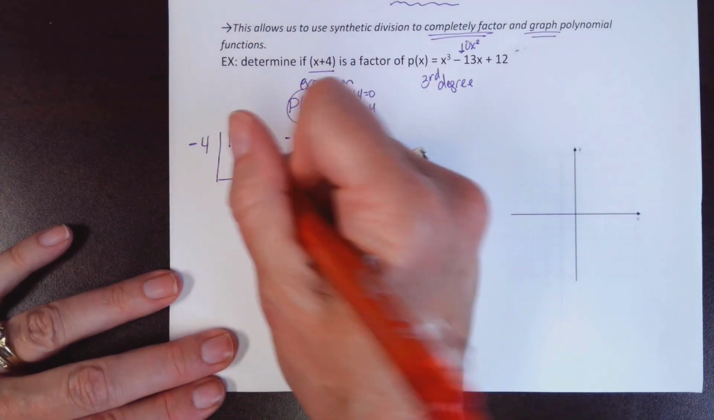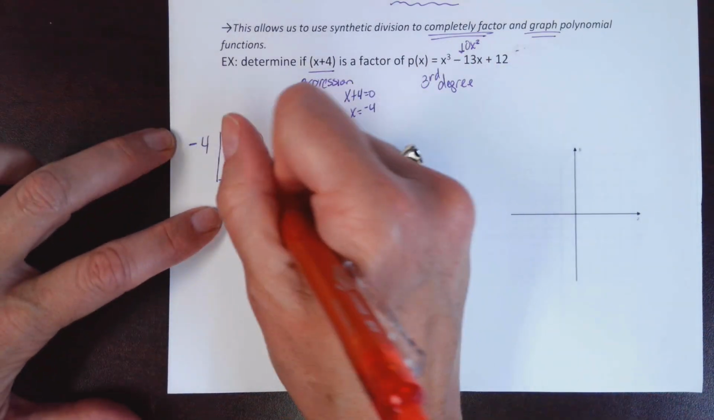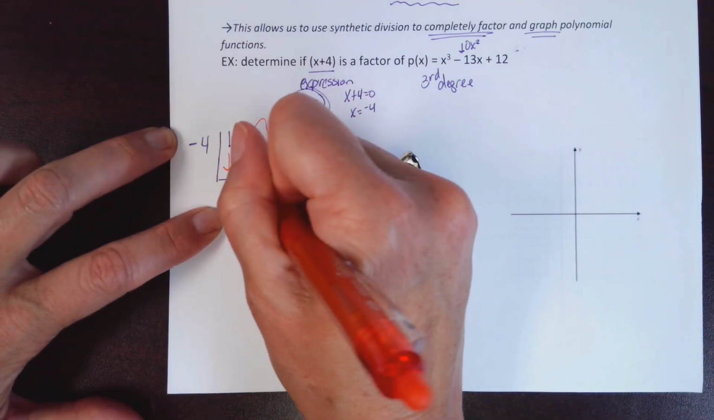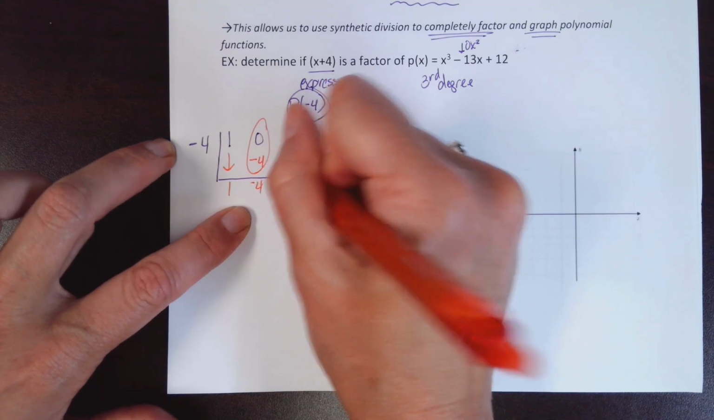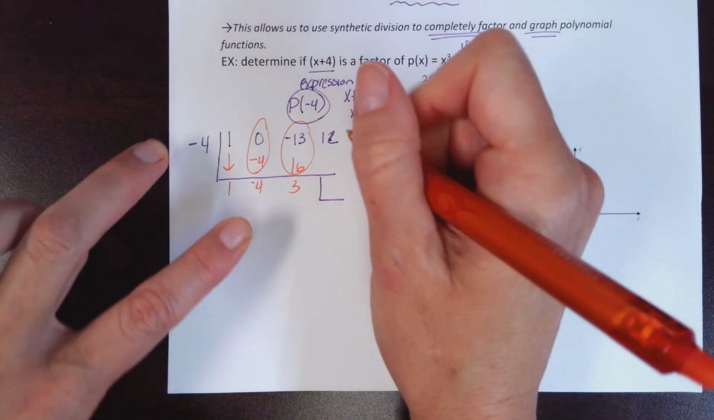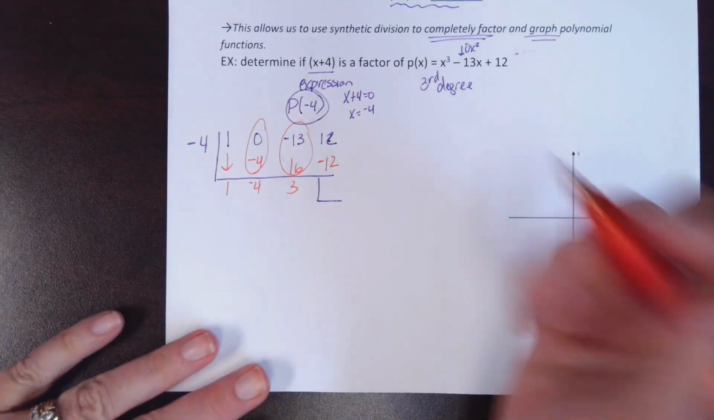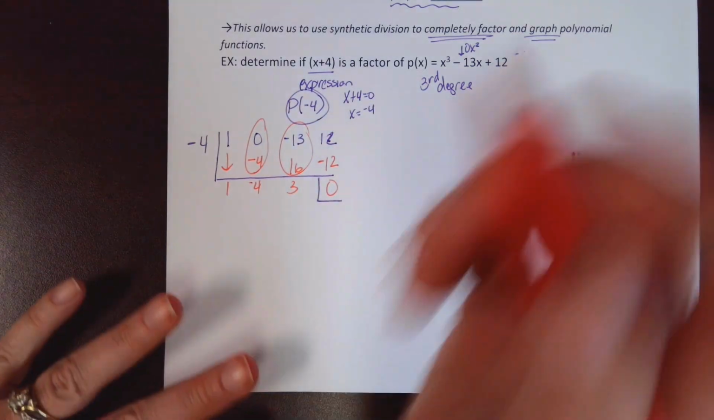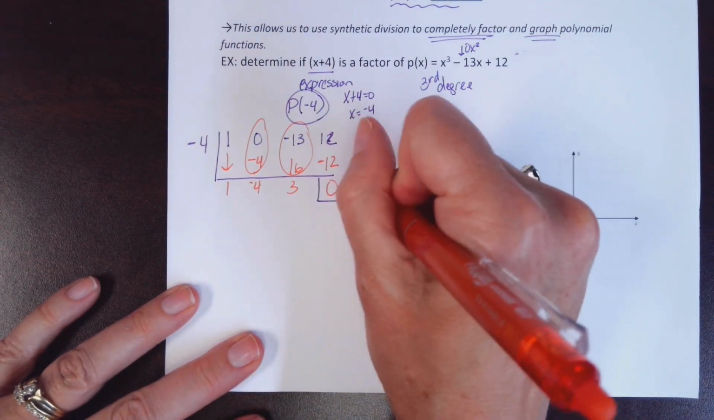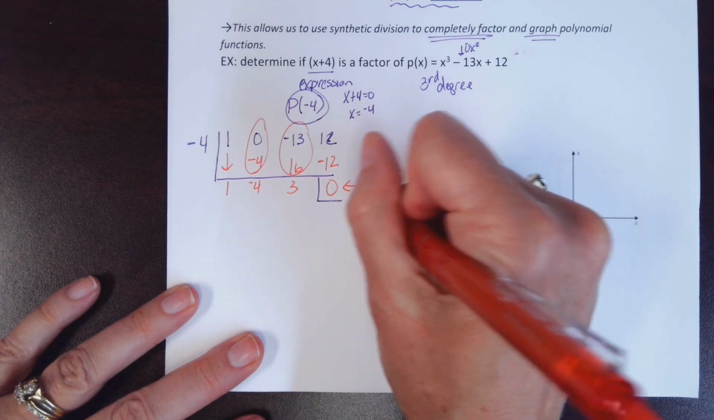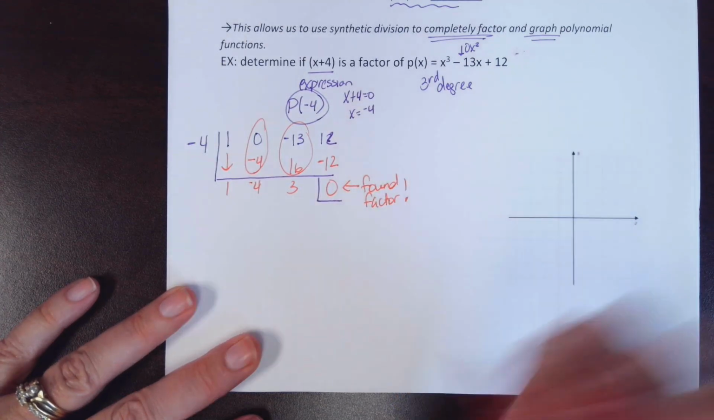Steps for synthetic division: bring down that first number. Multiply on the outside, add on the inside. Again, pause the video. Work it on your own. See if yours matches mine. When we get a remainder of 0, we have found a factor.